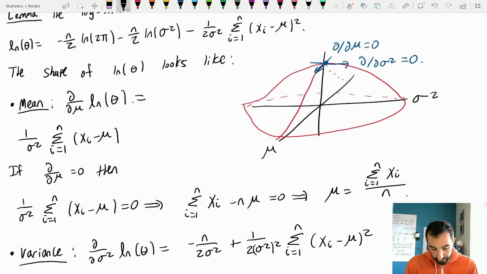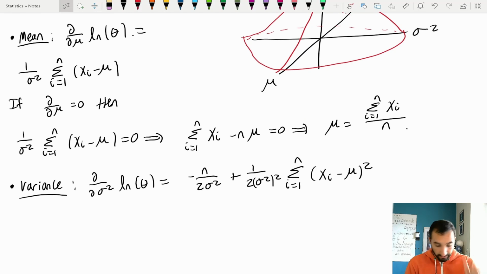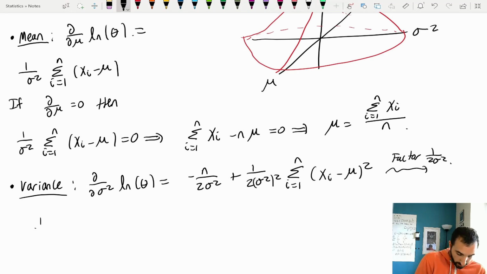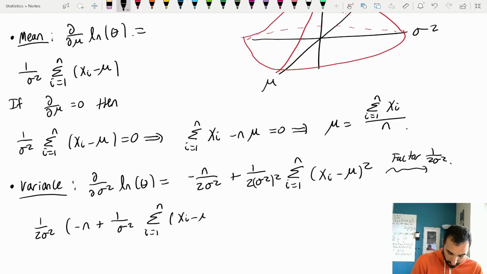All right, so let's do some manipulation here. I am going to factor out a 1 over 2 sigma squared. And what do I have left? So I'll have a 1 over 2 sigma squared of a minus n and a plus 1 over sigma squared times the summation as i goes from 1 to n of xi minus mu squared.